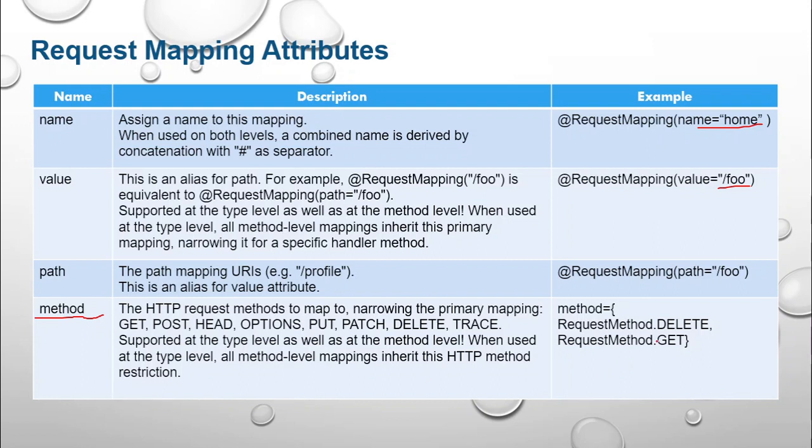So let's say we have given the method as GET at the class level. That will restrict all the handler methods to only use GET. So nothing more can be given in the handler mapping if we have provided only GET at the class level, that is the top level. So that is about the method attribute.